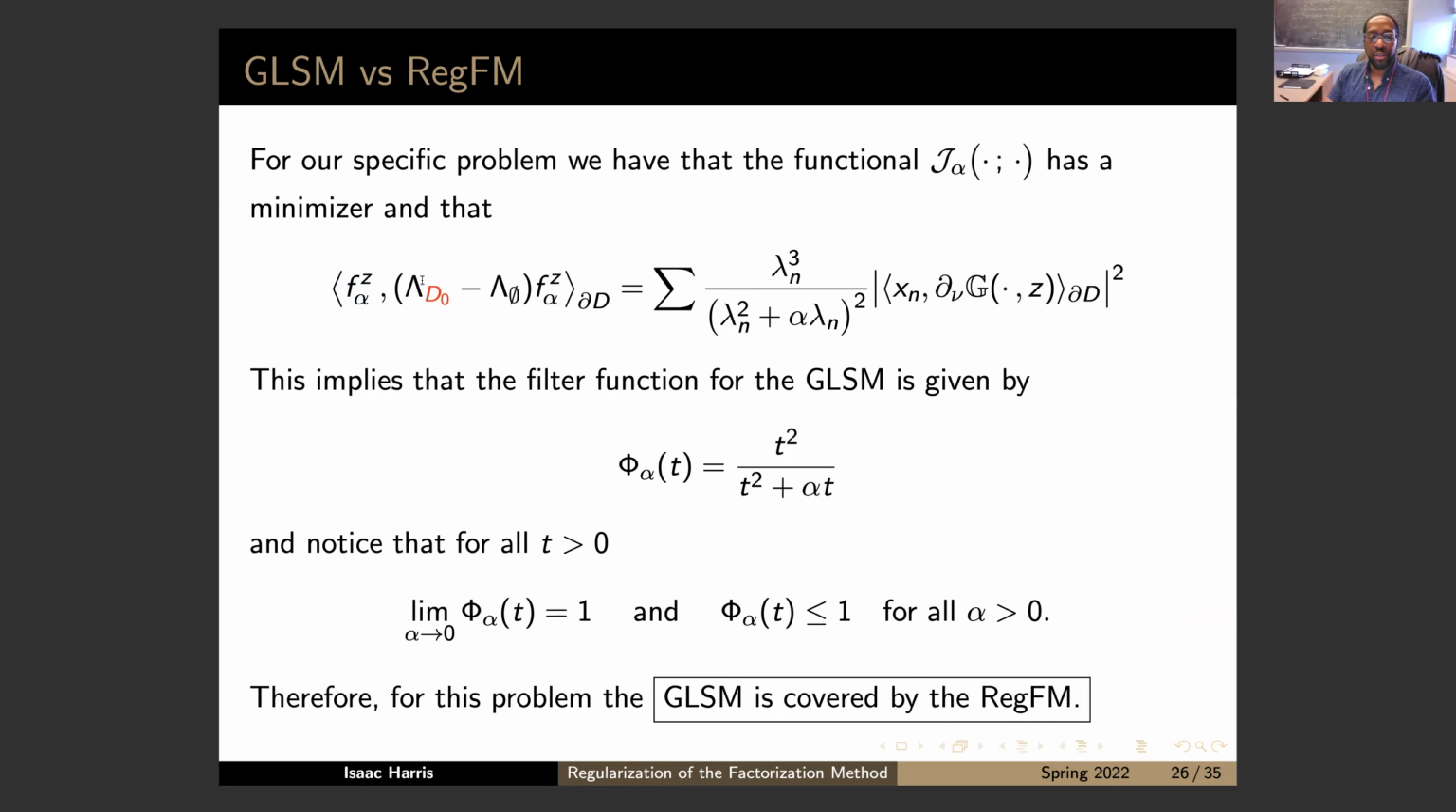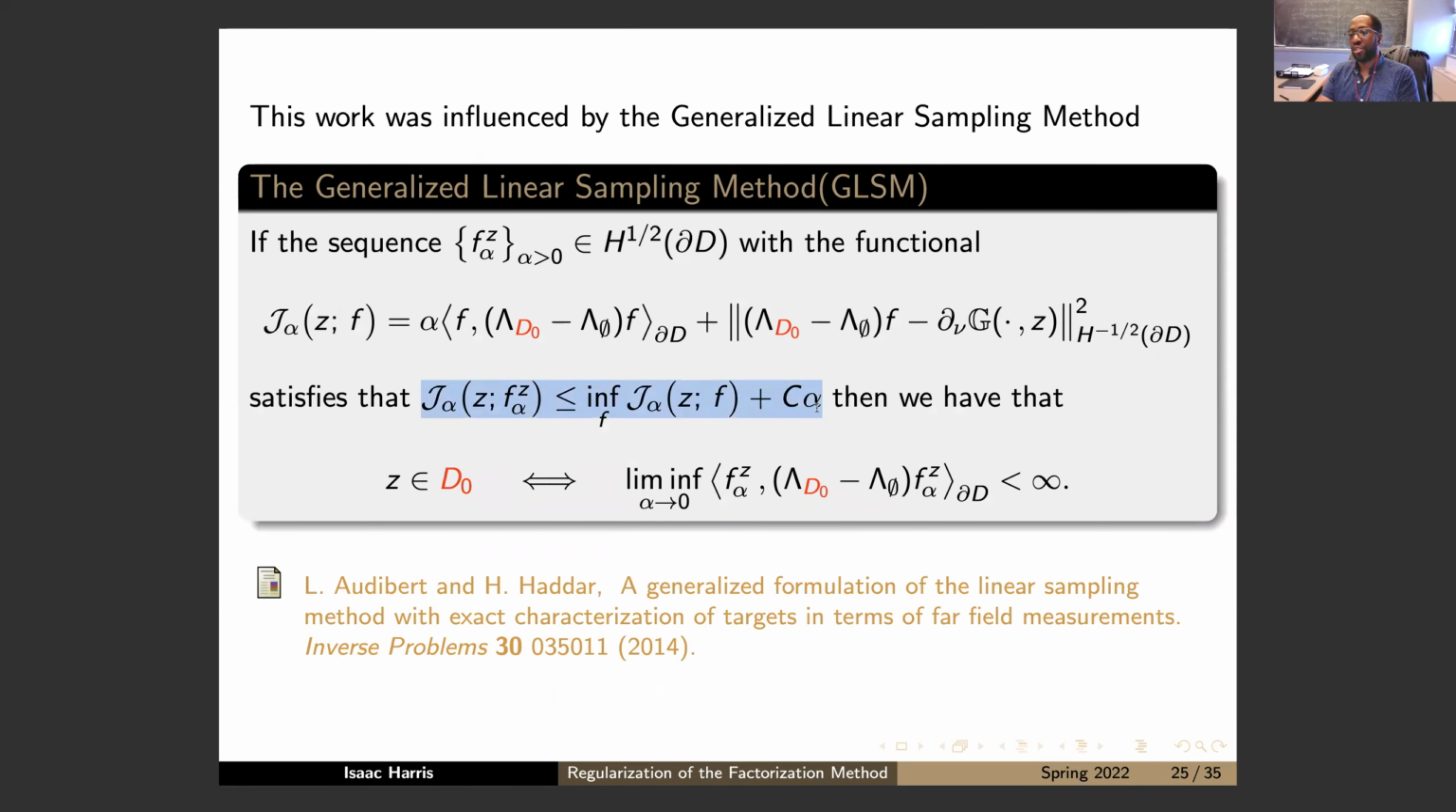And so you do the same trick. You compute the minimizers. Once you have that computed, you plug it into this dual product and you get this here. This is the sum that you would get. And you say, oh, okay, well, that just means the filter function for the generalized linear sampling method is given by this. And indeed, it is not a hard exercise to check that it pointwise converges to 1 and is uniformly bounded for alpha positive. So here, the generalized linear sampling method is actually covered by the regularized factorization method, just due to the fact that for a positive operator, that is a legitimate regularizing scheme. And nicely, for positive operators, right, you don't need this assumption because the sequence that you compute here is just the minimizer itself. So you don't need that extra assumption.